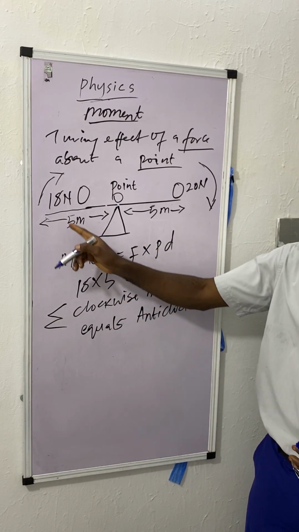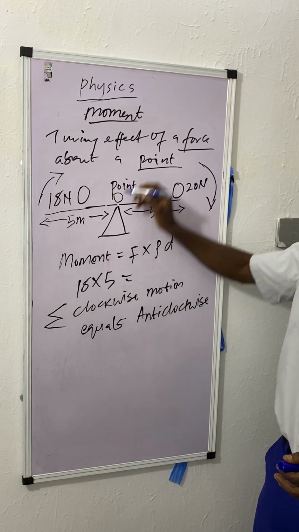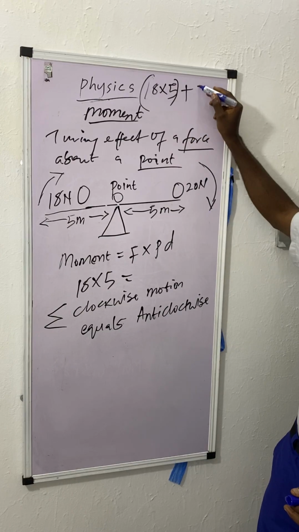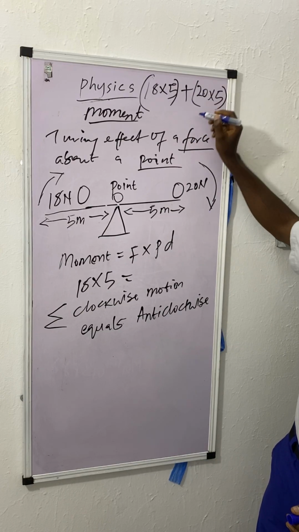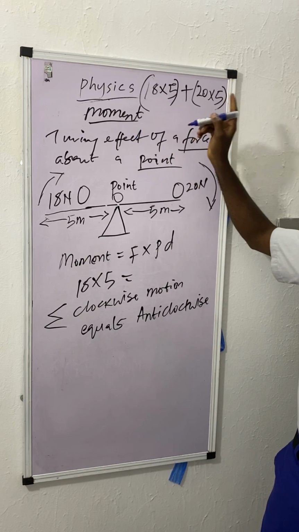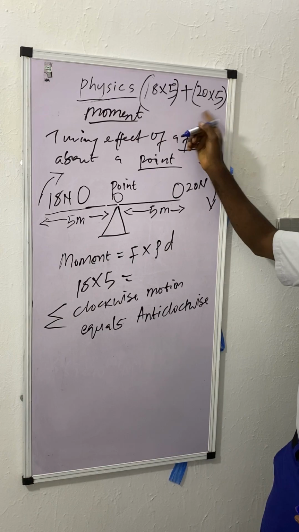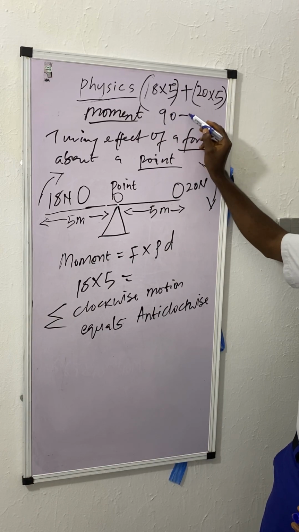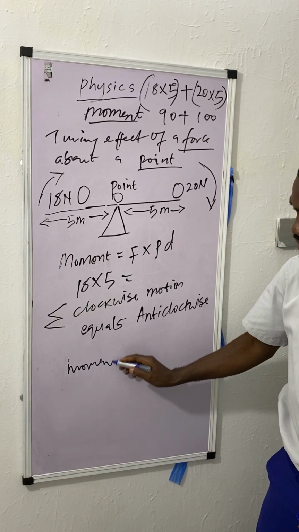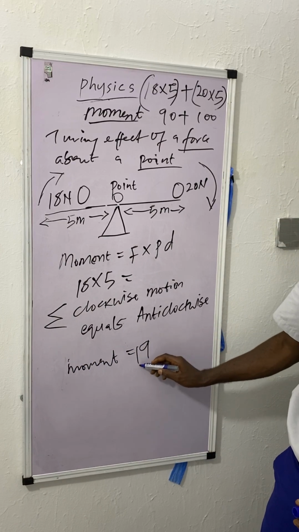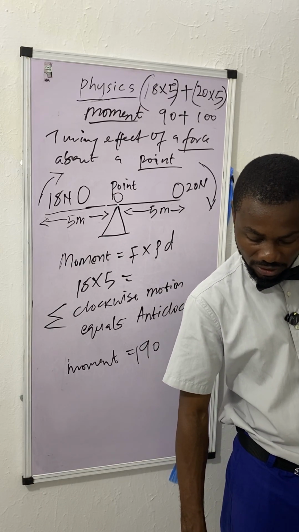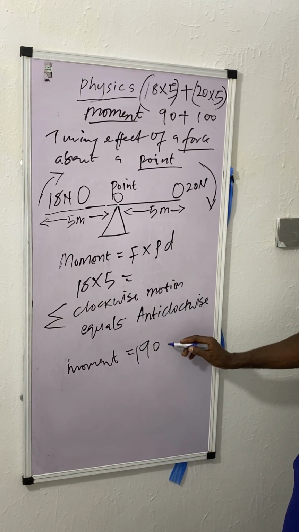Say here, the total, we do 18 times 5, plus, put this in bracket, what do we have here? 20 times 5, put in bracket. What you are just going to do here is minus 10. You minus 10 from 100. Is that not 90? So 90 plus 100 equals 190. So the entire moment is equal to 190. That's that for that. Entire moment equals 190.